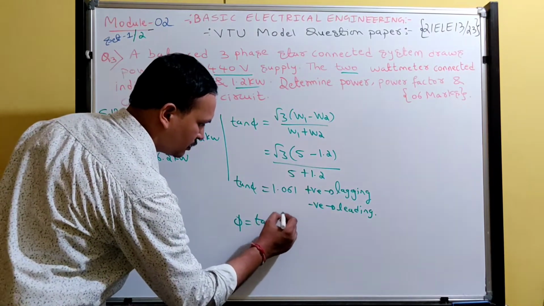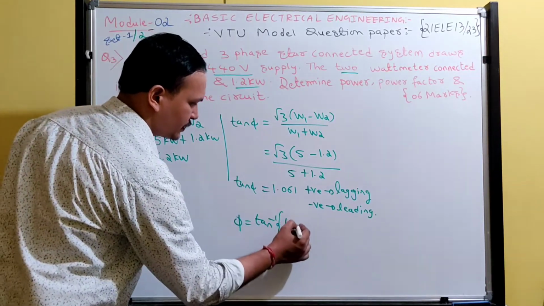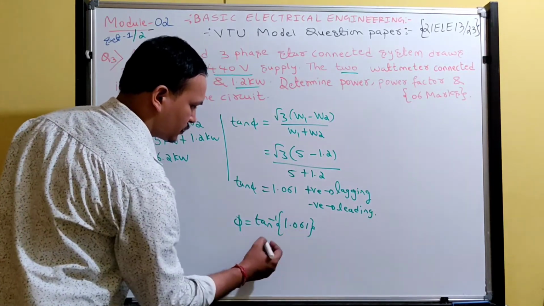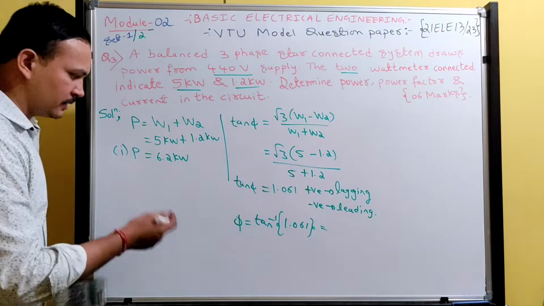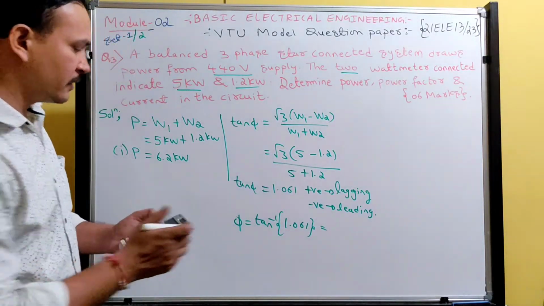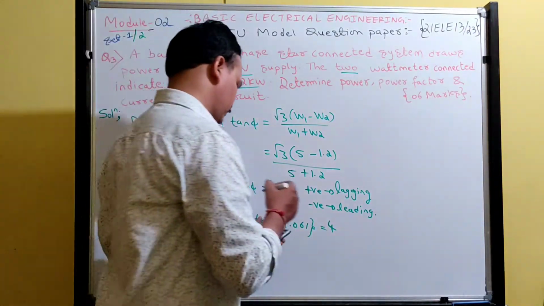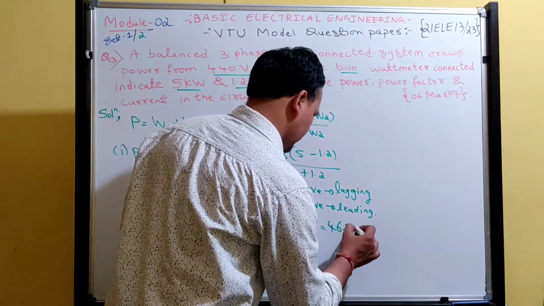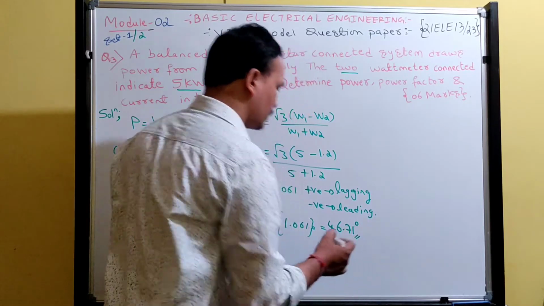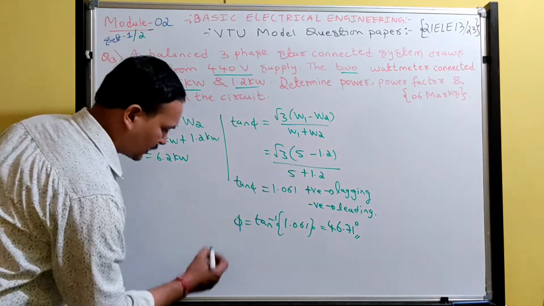What is the phi value? Tan inverse of 1.061. So how much angle will you get? Calculate. Shift, tan inverse. Answer: getting 46.7. Okay, correct. 46.71 degrees. What is this? This is the phase angle.